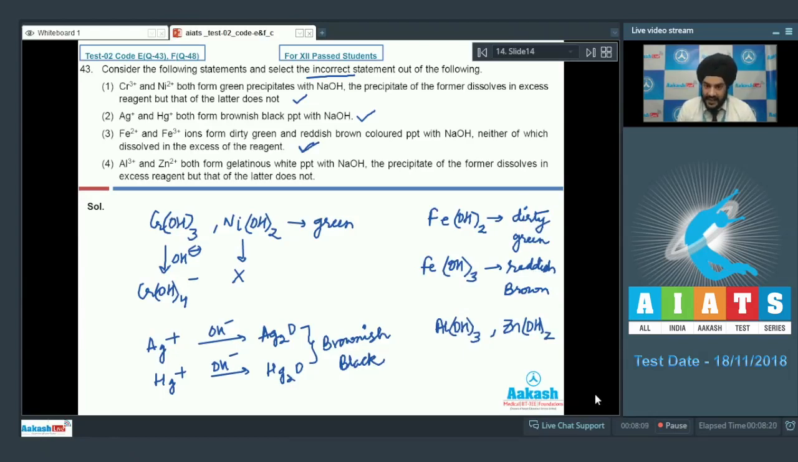Both Al(OH)3 and Zn(OH)2 dissolve in excess of the reagent, forming aluminate, [Al(OH)4]-, and zincate, [Zn(OH)4]2-, respectively. So the fourth statement is incorrect, and we have to mark option 4 as the correct answer to question number 43. Let us look at the next question.